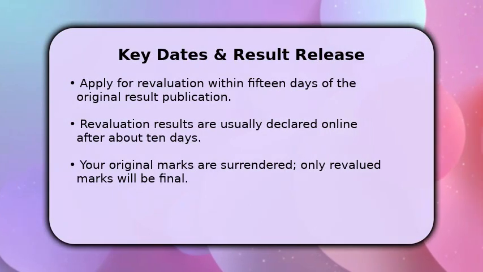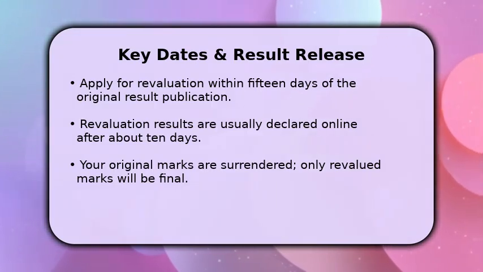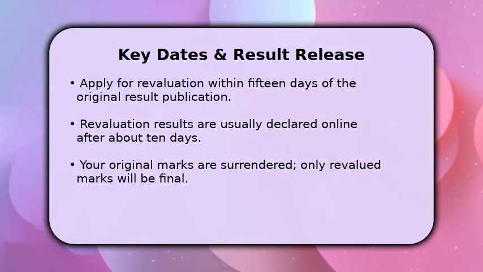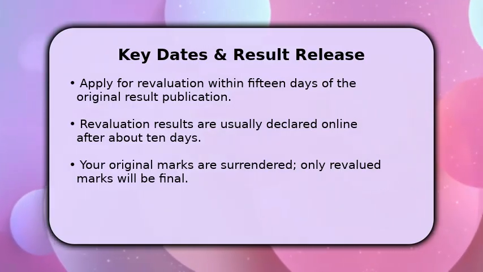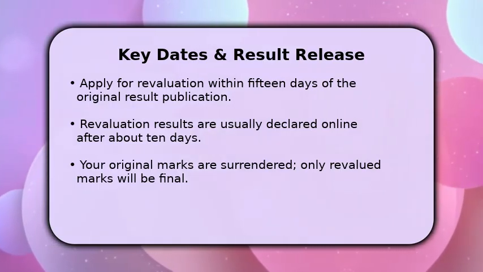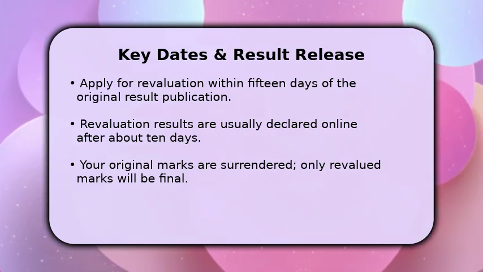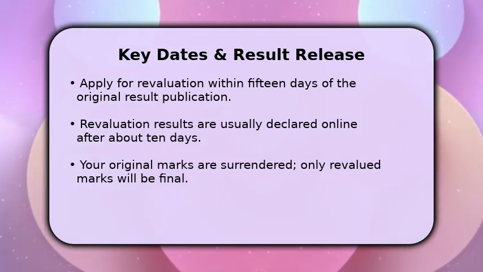Timeliness is key for revaluation applications. Ensure you apply within 15 days from the date your original results were published. Typically, revaluation results are released online approximately 10 days after the application submission. It's important to remember that your initial marks are surrendered and the revalued marks become final. You can check your updated results on the official university portal using your registration number.